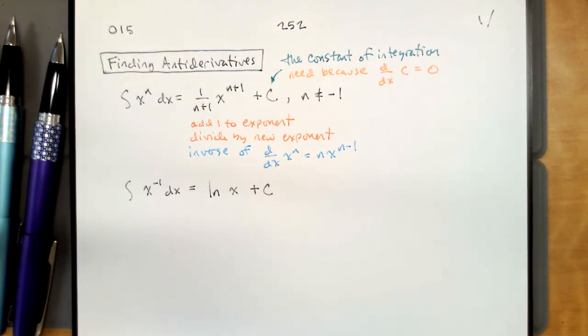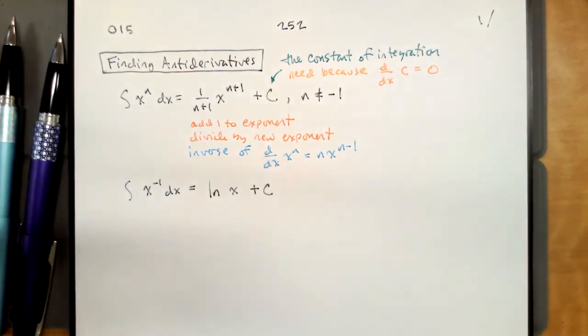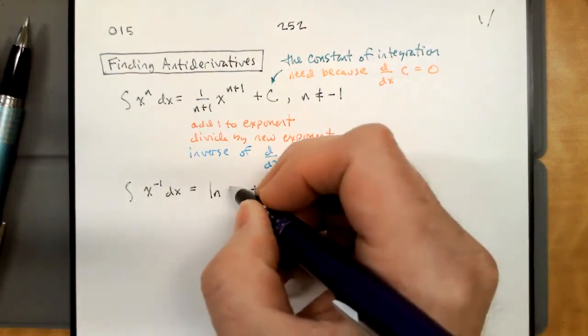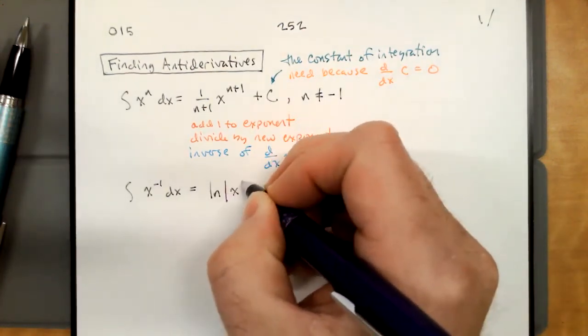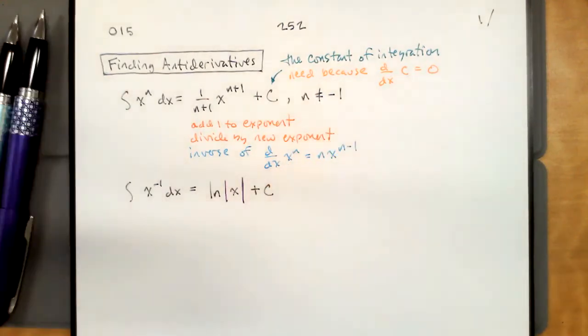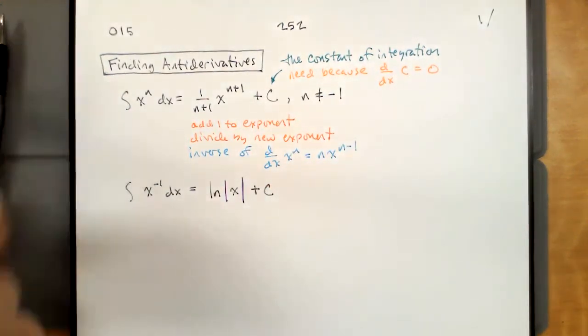Another thing that we want to note about the function we start with and the function we end with is that they don't have the same domain. The domain of x to the negative 1 is anything that's not 0. The domain of natural log of x is only positive. I can't have a natural log of negative x. But if we include absolute values around our x, now the domains match and the statement is still true.